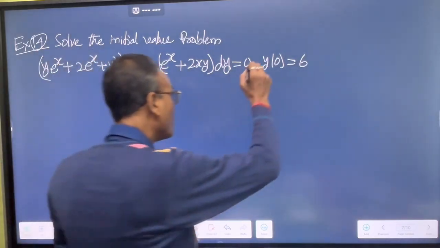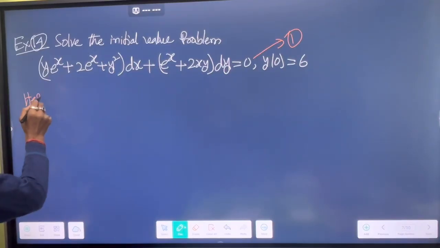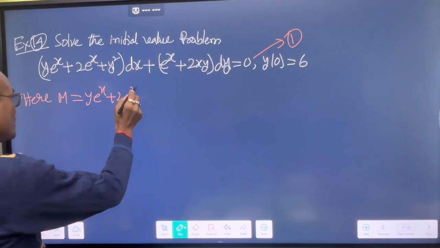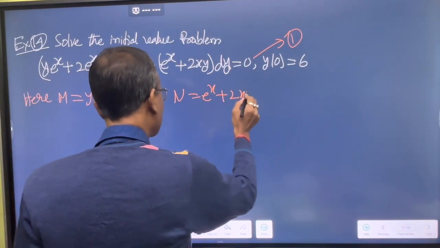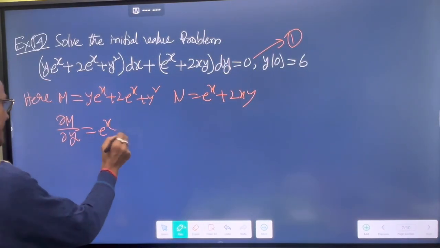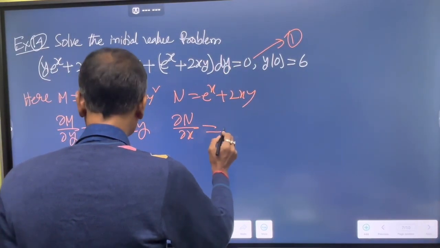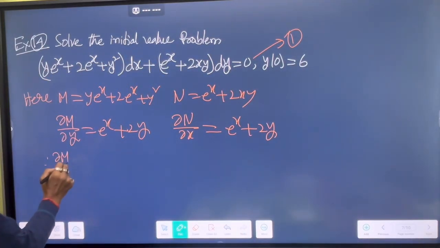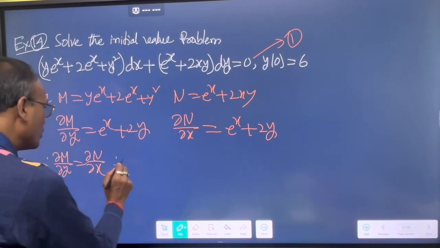Here, y(0) equal to 6. This is number 1. Here M equal to y e to the power x plus twice e to the power x plus y square, N equal to e to the power x plus twice xy. Del M by del y equal to e to the power x plus twice y, del N by del x equal to e to the power x plus twice y. Therefore, del M by del y equal to del N by del x. Therefore, 1 is exact.